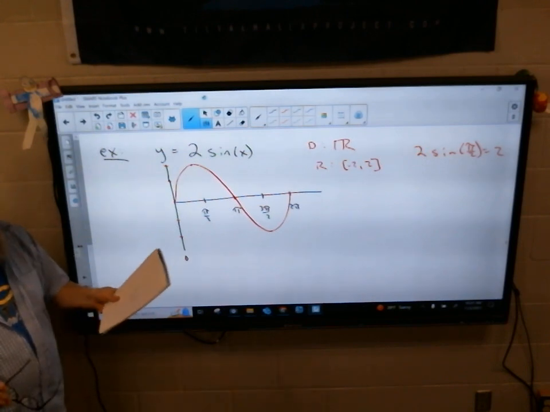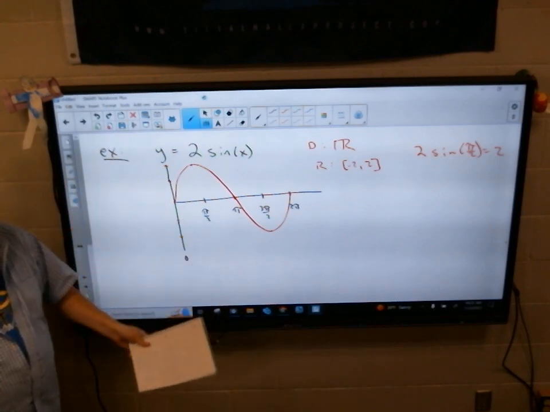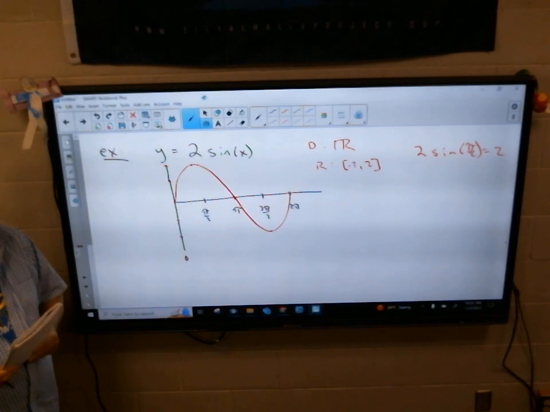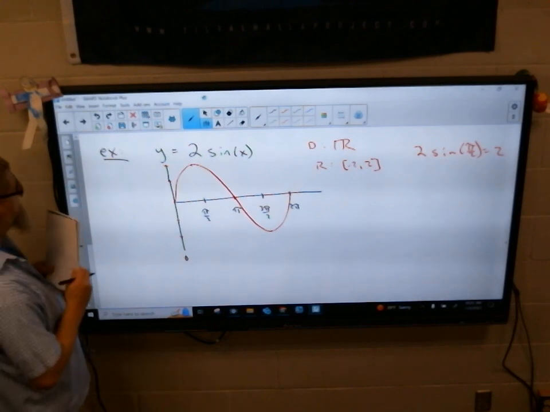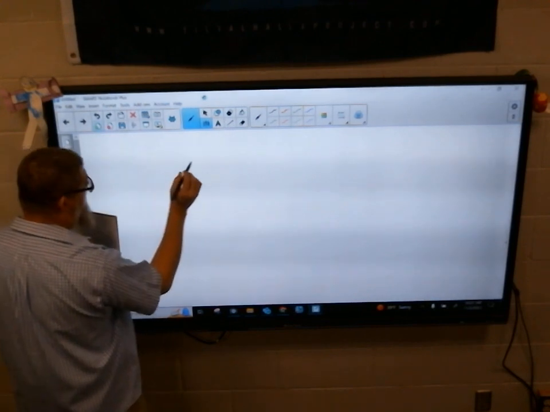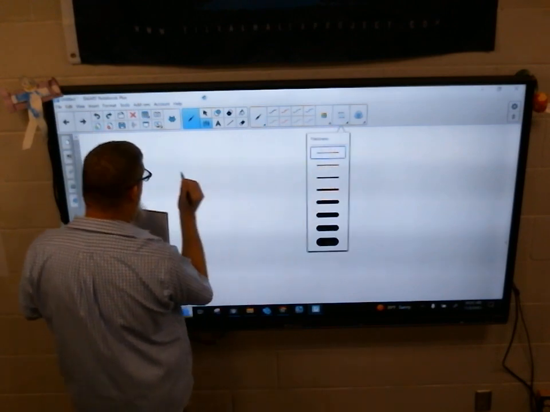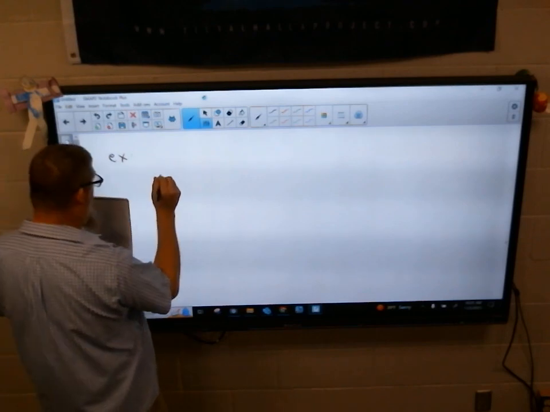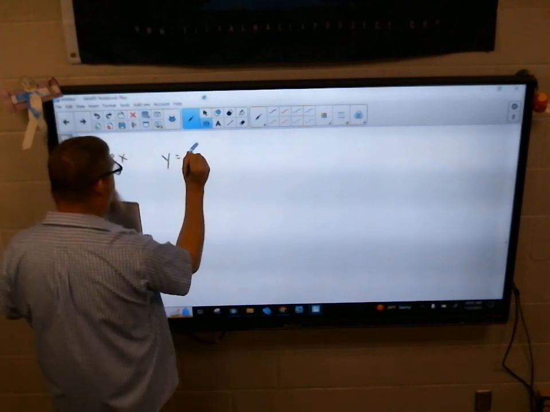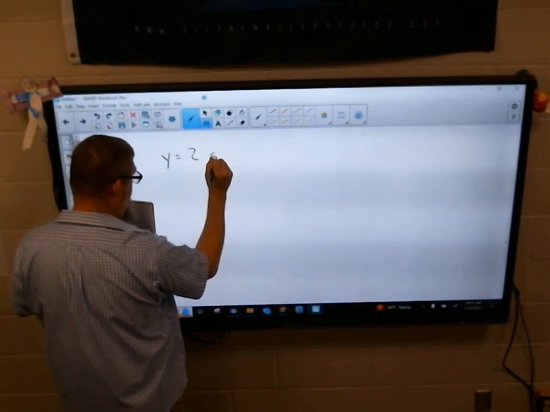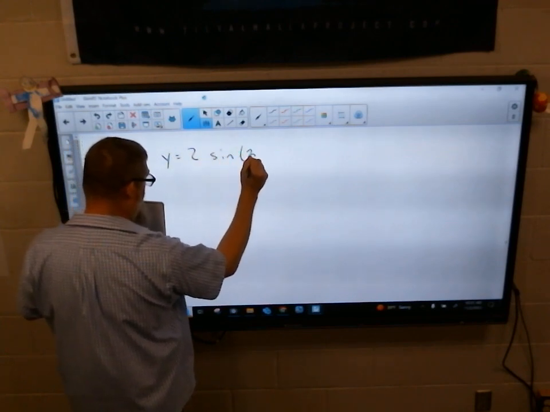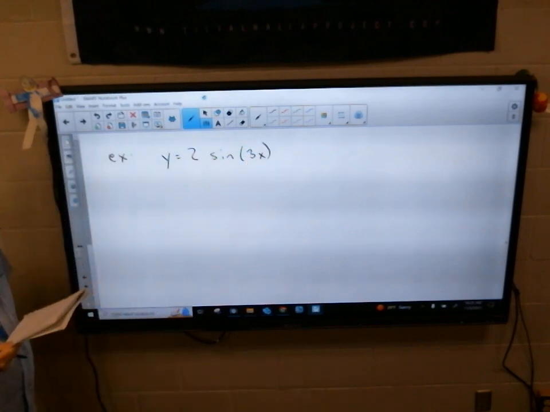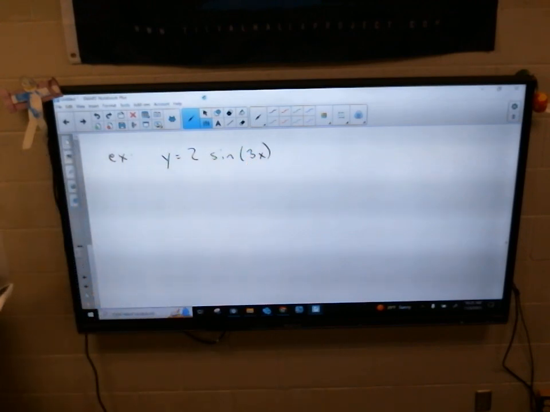All right, the range for all sine and cosine will always be bracketed. You ready for one a little more difficult? This will be the last one before Maya leaves. Here we go. Example. Now we're going to give you y equals 2 times the sine of 3x.